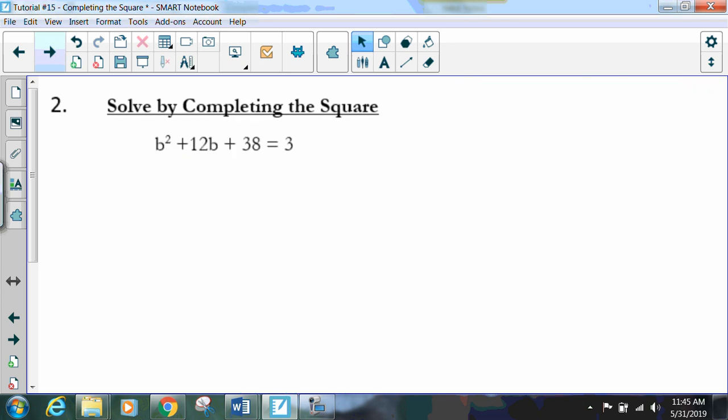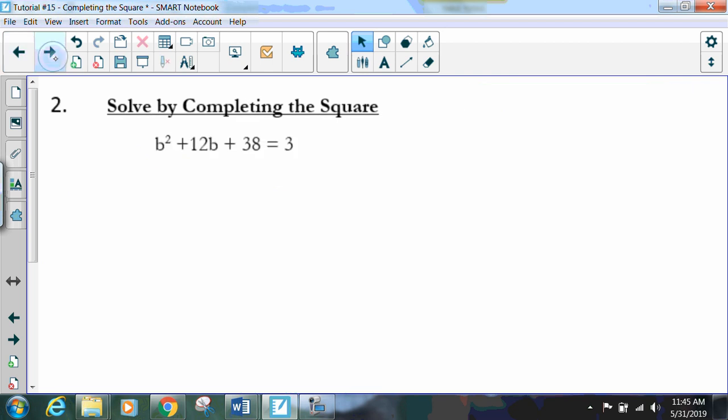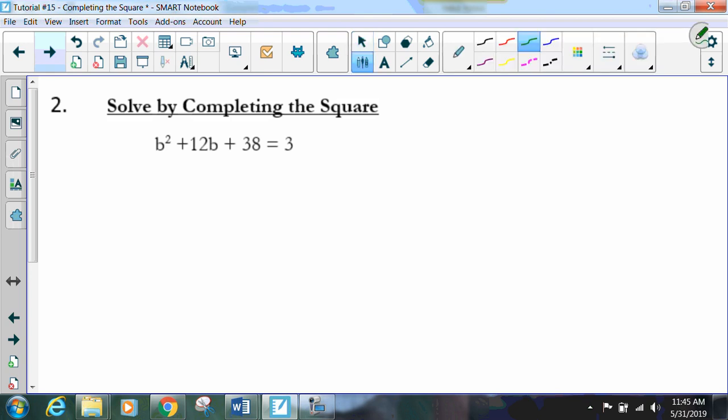All right, so let's look at the left side. First of all, all of a sudden this one's different, right? Because we have a 3 on the right side. Look at this first one, I had a 0 on the right side. The second one, I have a 3. Regardless, right now, I do not have a perfect square trinomial on the left. So we're going to kick out the 38. So let's do it. Let's kick out the 38.